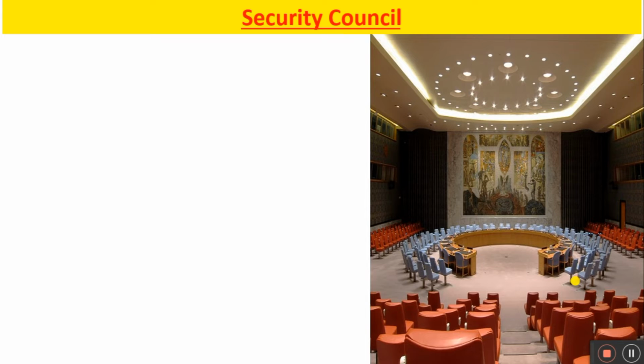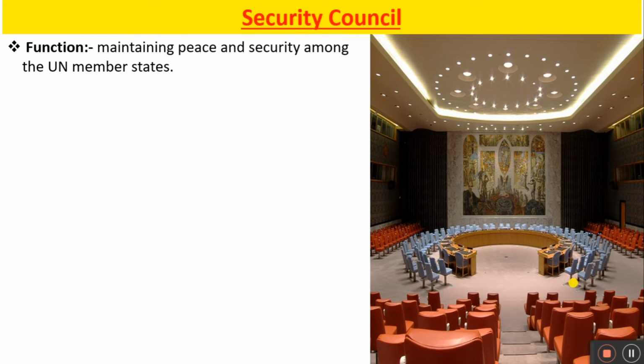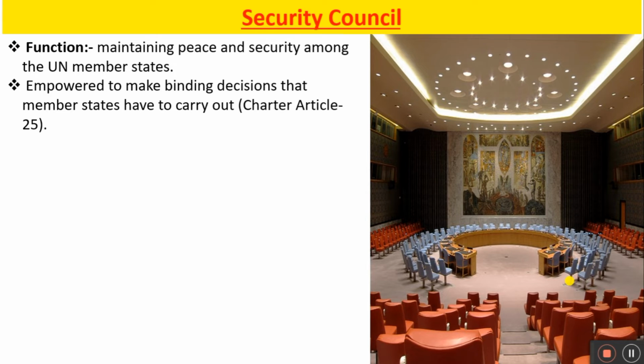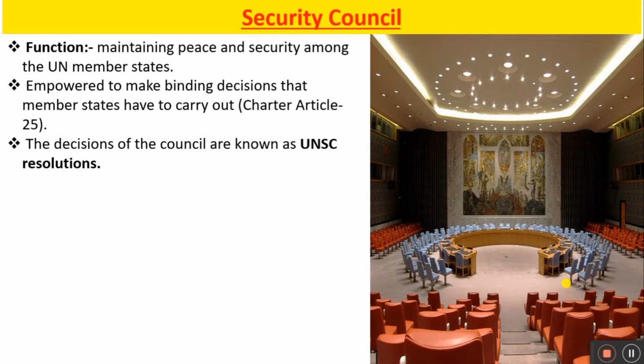The next is Security Council. It is responsible for maintaining peace and security among the UN member states. It is empowered to make binding decisions. Here, binding decisions refer to those decisions which the member states have to compulsorily carry out. The decisions of the Security Council are known as UNSC resolutions.